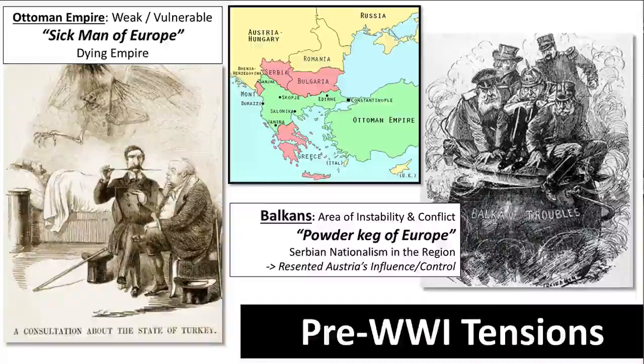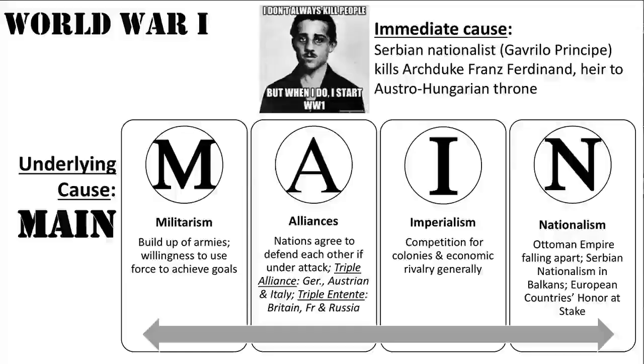There are Serbians who live inside the Austrian-Hungarian Empire. And these Serbians who feel nationalism want self-rule. They want to be in a country ruled by Serbians. So the Serbian people of the Austrian-Hungarian Empire want to join Serbia. And that's going to be the immediate cause of World War I.